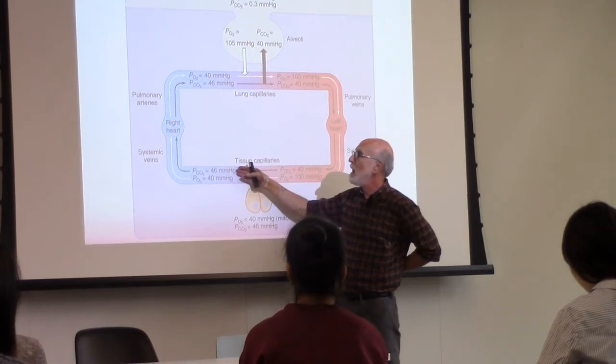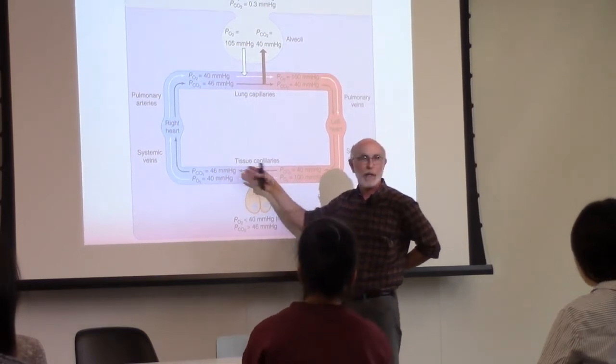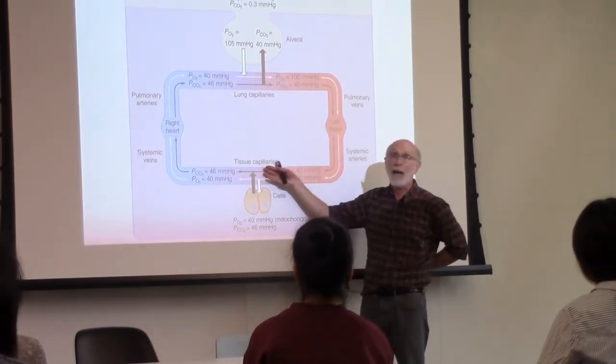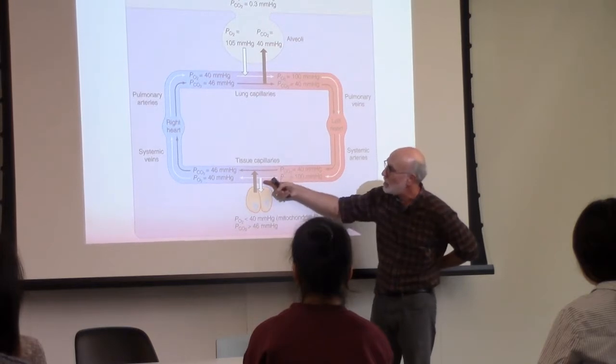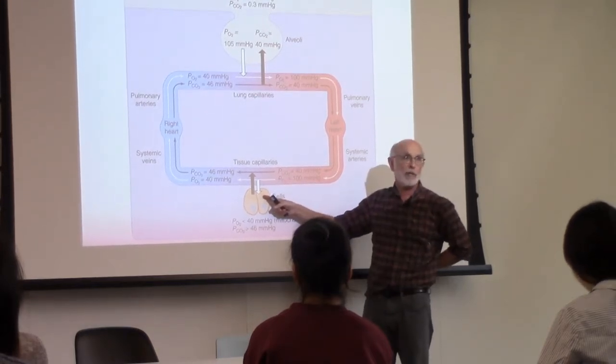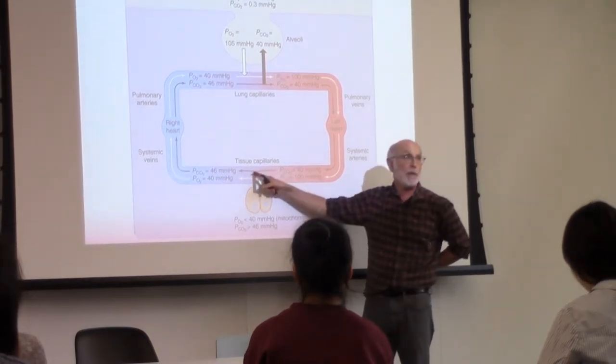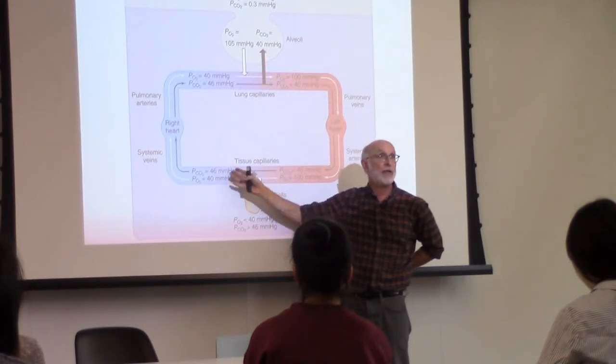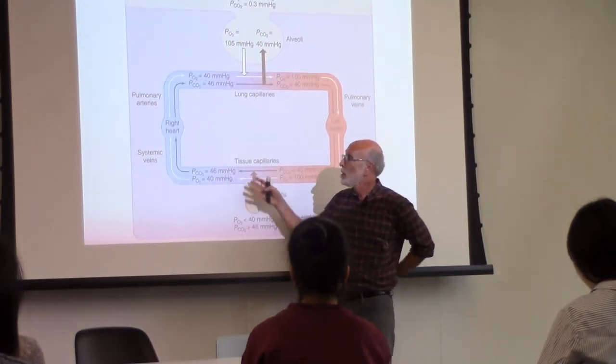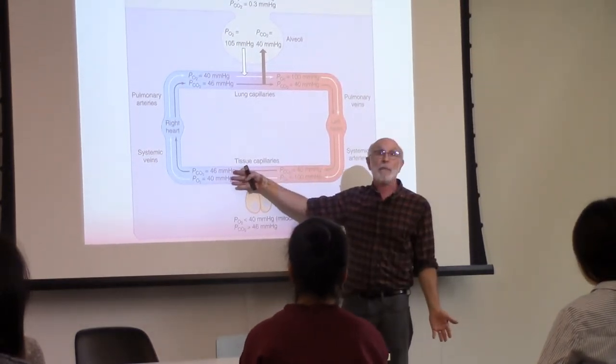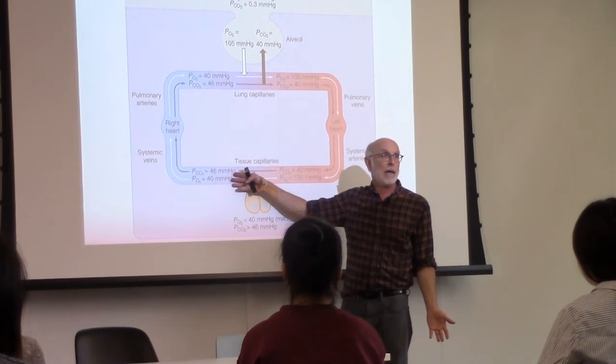It has a relatively high partial pressure of CO2 because the CO2 that was produced by metabolism has diffused into it. So oxygen has been consumed and turned into water, and CO2 has been produced and has been introduced into the blood. So this is the composition of venous blood.